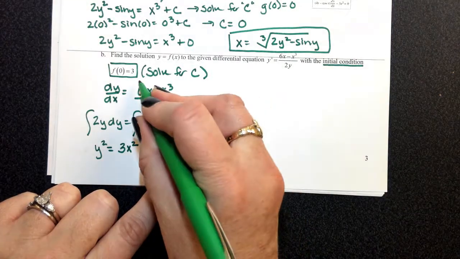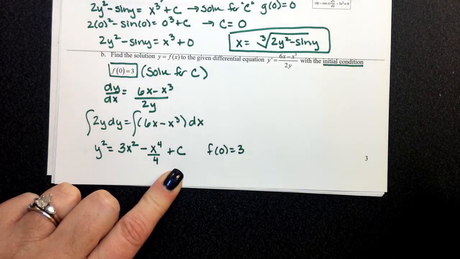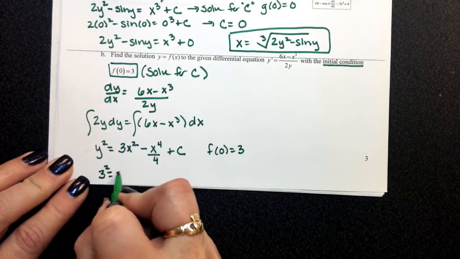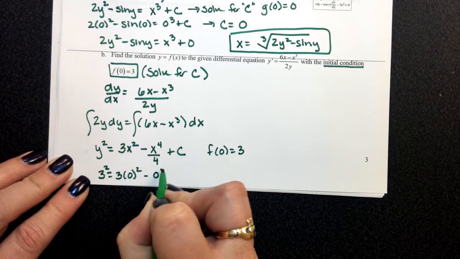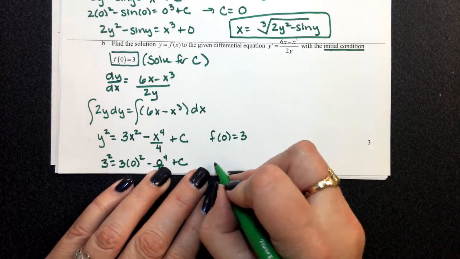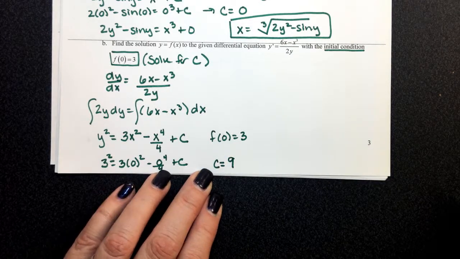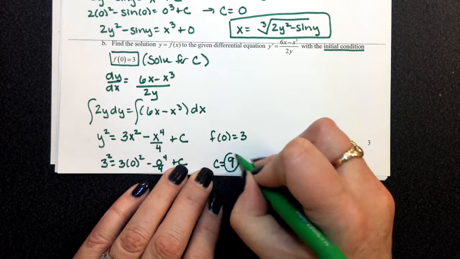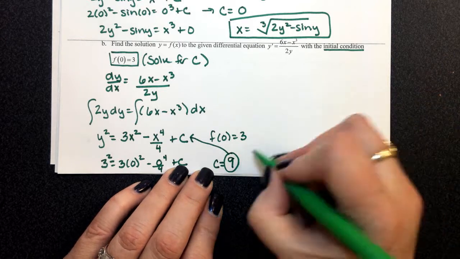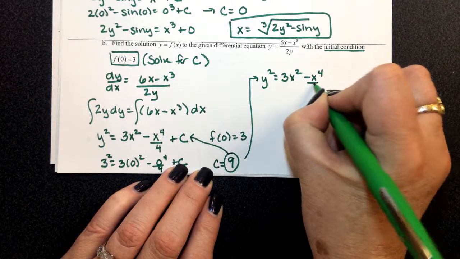So now to solve for c, I have to use this initial condition, f of 0 is equal to 3. So I'm going to plug 0 into this equation for x and 3 in for y. So 3 squared is equal to 3 times 0 squared minus 0 to the fourth over 4 plus c. So what's c going to be equal to? c is going to be equal to 9. So now I take this 9 and plug it into my general solution. So I have y squared is equal to 3x squared minus x to the fourth over 4 plus 9.